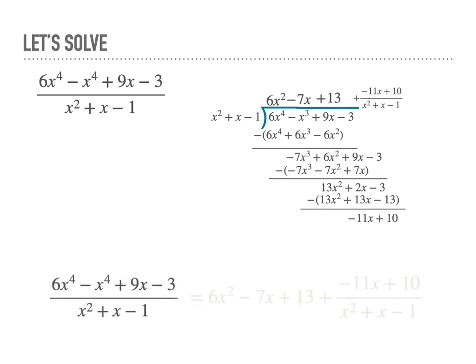So our final answer is 6x squared minus 7x plus 13 plus negative 11x plus 10 over x squared plus x minus 1.